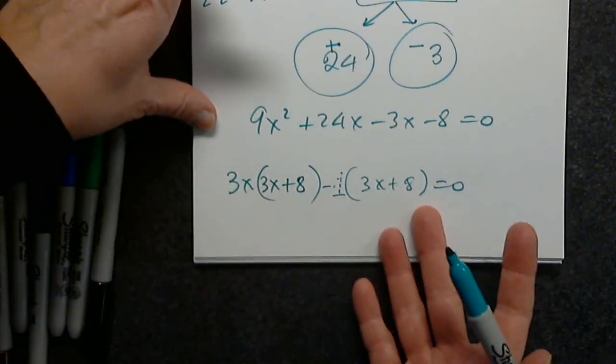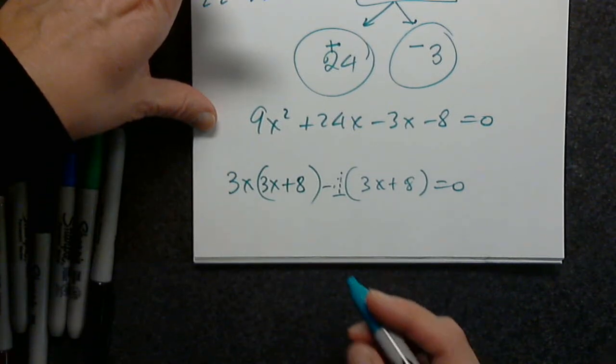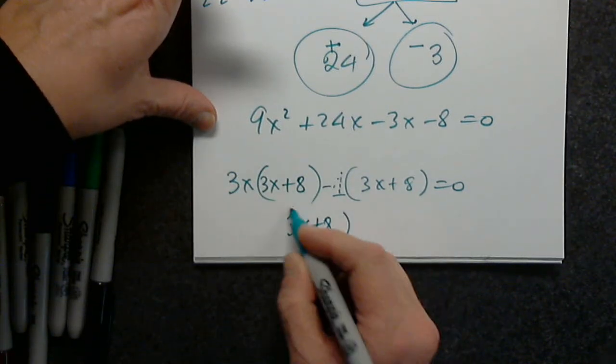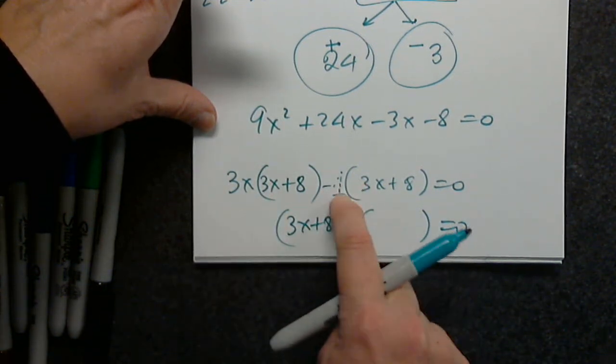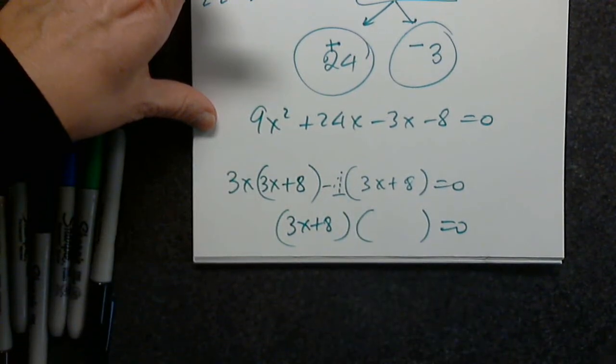And now from these two terms, what do I pull out? Plus 8, and what is left in parentheses? I have to have two terms. One coming from the first term and the other term coming from the second term.